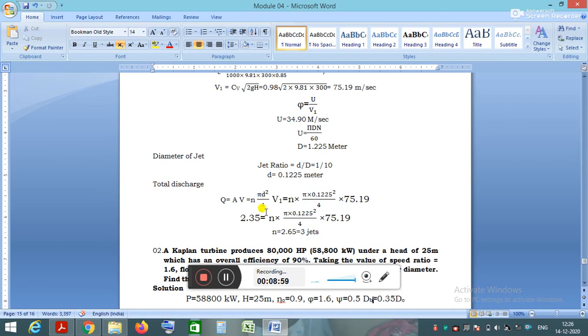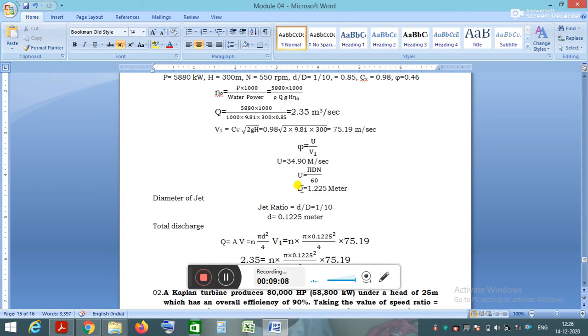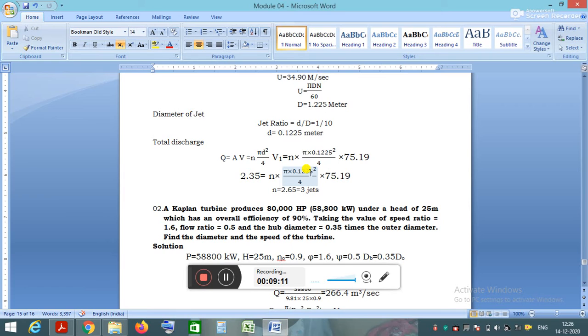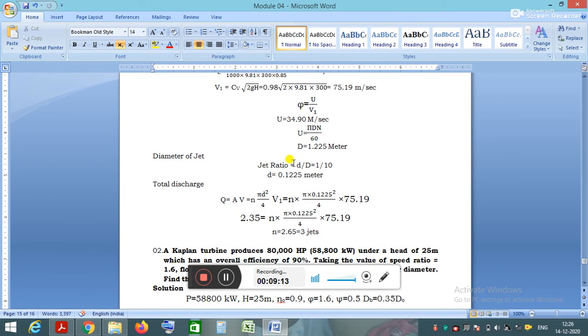Once we find U, we can find out D, because we need small d here. To find small d, he has given the jet ratio d by D as 1 by 10. To find capital D, we have the equation: U, the blade velocity, can be given by the equation pi into D into N by 60. We can find the value of capital D, the diameter of the runner. Once we find the diameter of the runner, we can find the diameter of the jet or the nozzle.